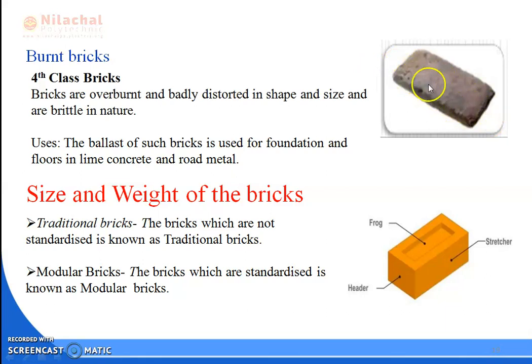And the bricks in this fourth class brick are mainly used as aggregates, foundations, roads, etc. In roads also we can use these types of bricks. You have seen in the construction of roads, small pieces of bricks have been used. And its compressive strength is 15 Newton per millimeter square.